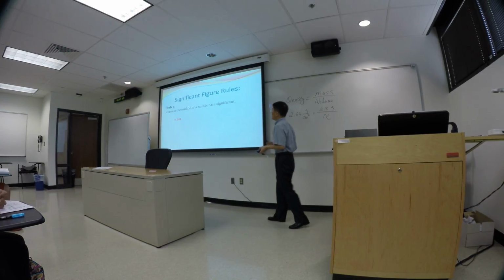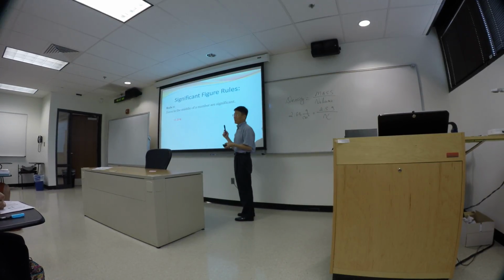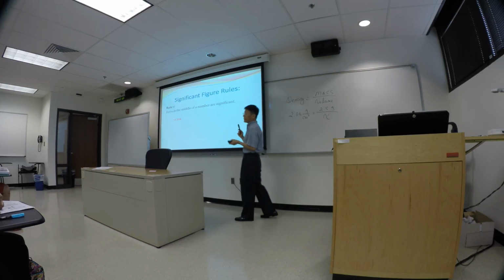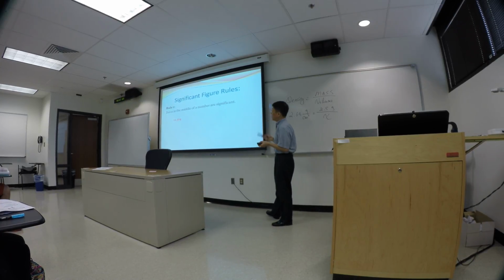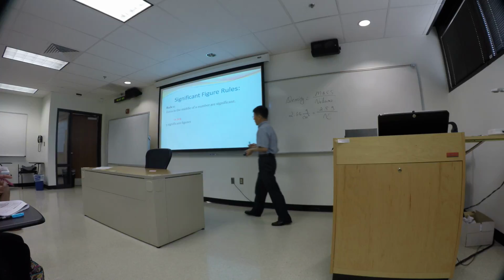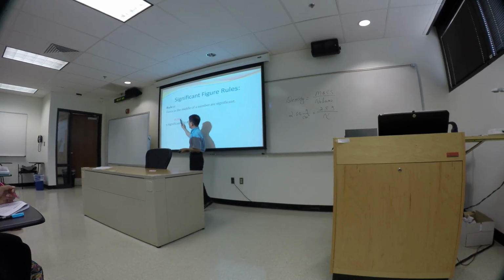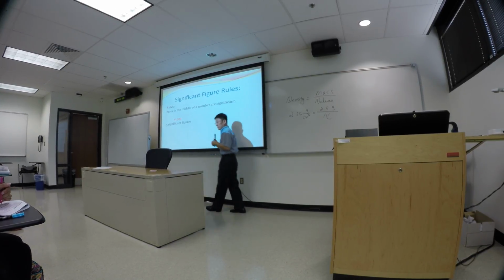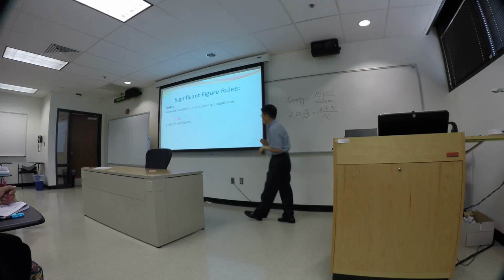And rule number 2, zeros in the middle of a number are significant. So 12,304. How many sig figs do we have here? 5. We have 5 sig figs. So the zero in between two non-zero numbers, that's significant. So that's rule number 2.